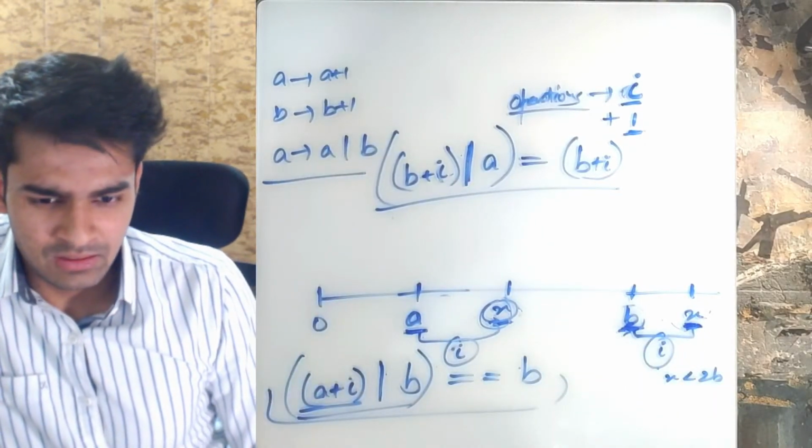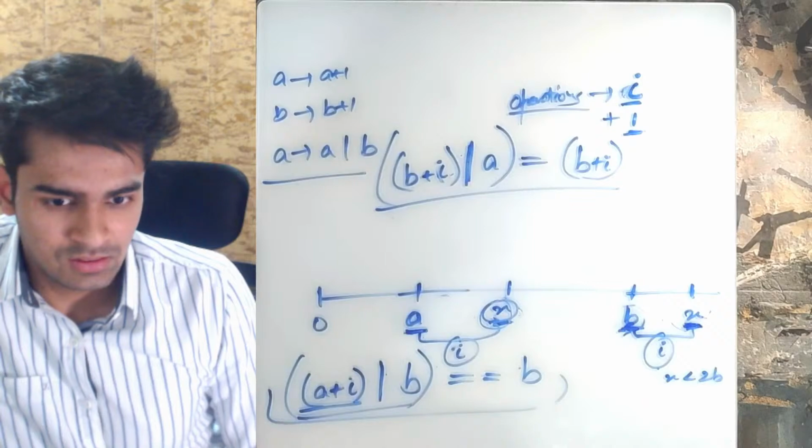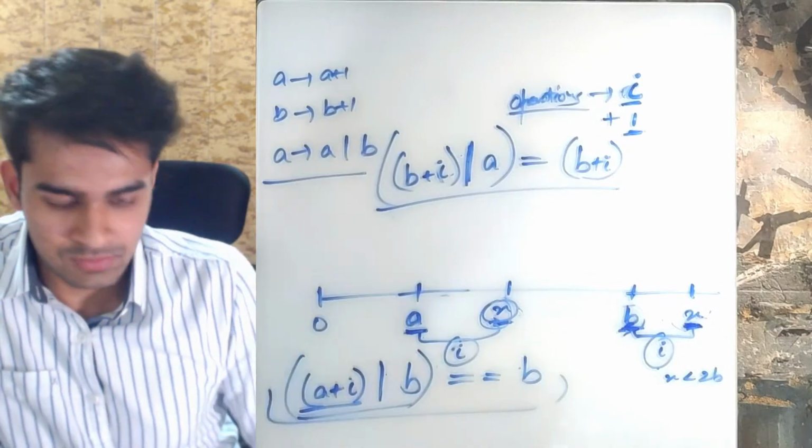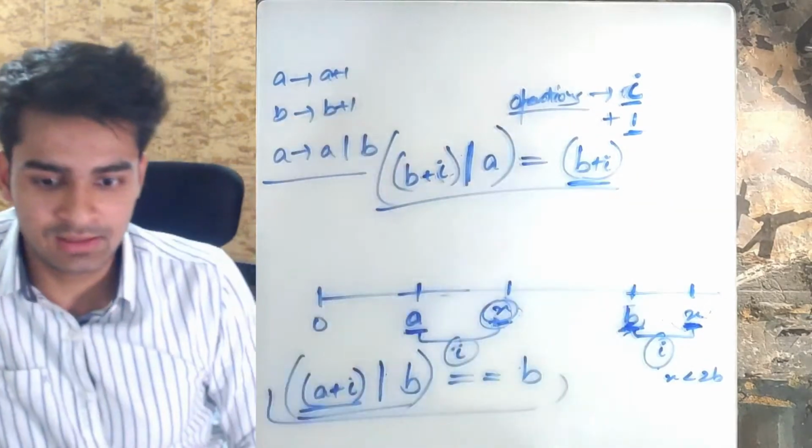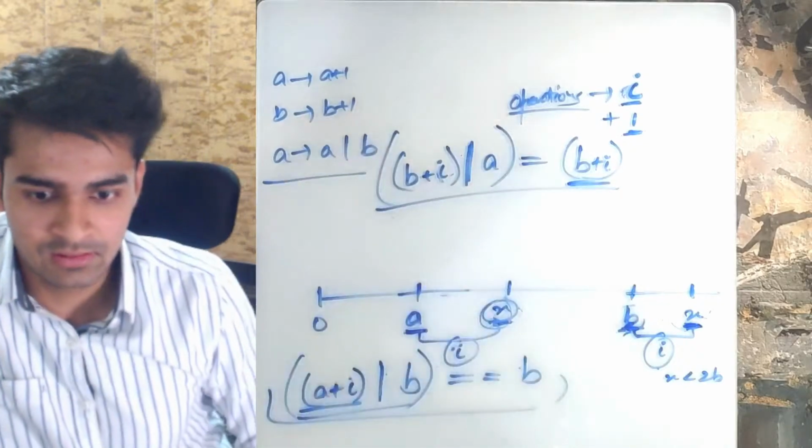Is x greater than b? How can x mod b equal b? No, x mod b is actually going to be equal to x only. I've written b plus I here.